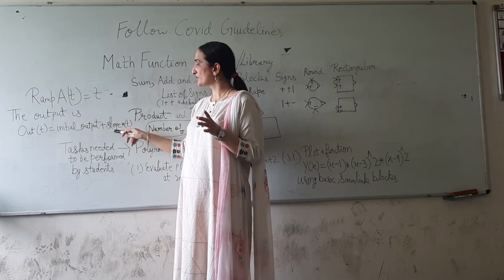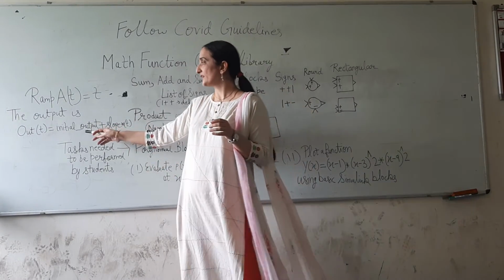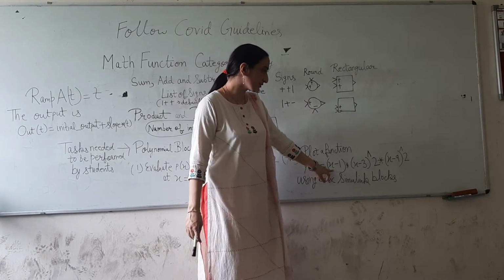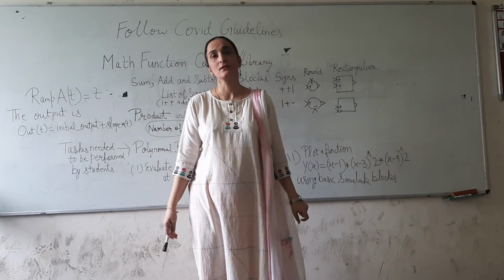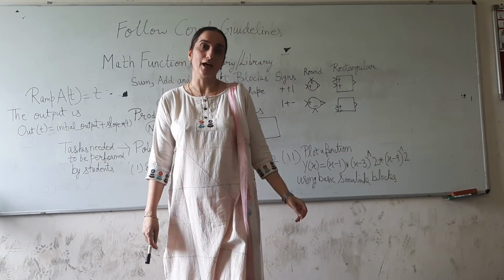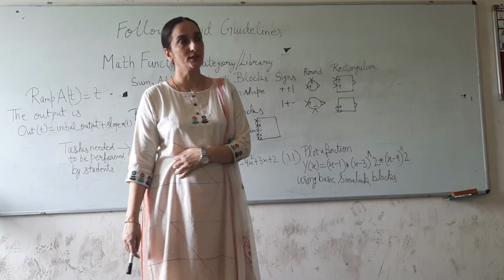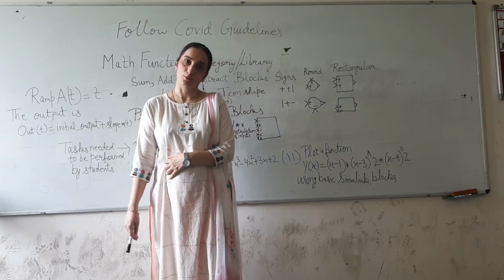So it depends upon the slope how the value changes and the value of the initial output. So you can use a ramp here to define x. The rest you can do using math blocks from the math function sublibrary, and you will do it and show it to me tomorrow. Thank you so much.